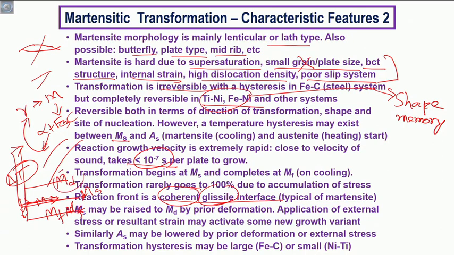The so called MS and MF temperatures can be raised to a slightly higher level by applying plastic deformation, and then the start temperature is called MD, Martensite transformation start by plastic deformation. MD is a raised level of MS because plastic deformation produces a lot of dislocations, which act as nucleation sites for Martensite. So, normally you require so much undercooling, but even with slightly lower undercooling, Martensite can start nucleating because of the presence of a large density of dislocations due to plastic deformation.